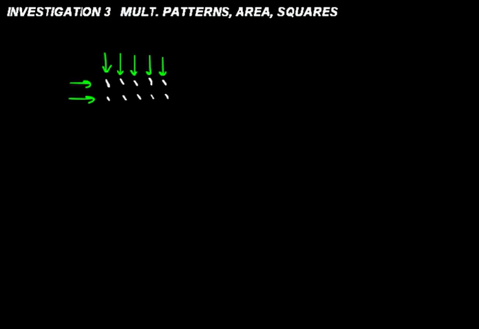Now, what does that have to do with multiplication patterns? Well, think about it. We have 2 rows and 5 columns. You could just count and see that there are 10 marks there, but if you multiplied the rows by the columns, you'd also see that that equals 10. Or if you multiplied the columns by the rows, of course that equals 10 as well, because the order that we do multiplication, it doesn't matter. 2 times 5 is the same thing as 5 times 2.